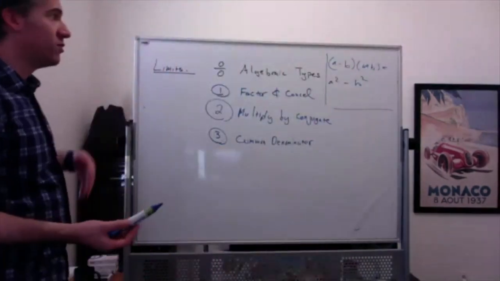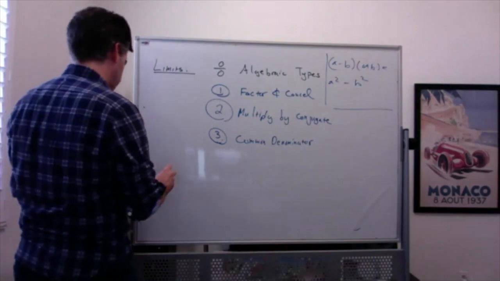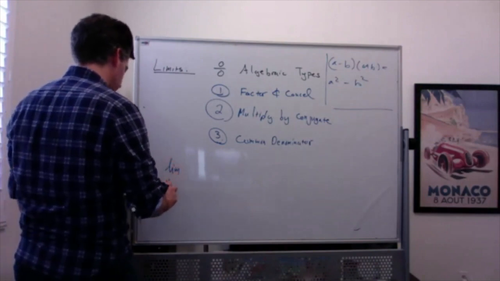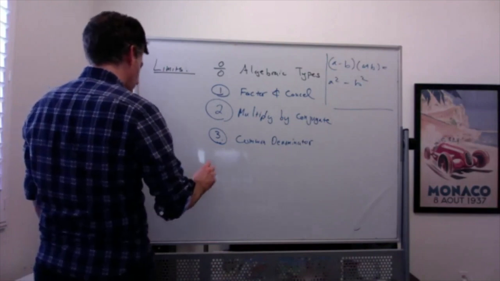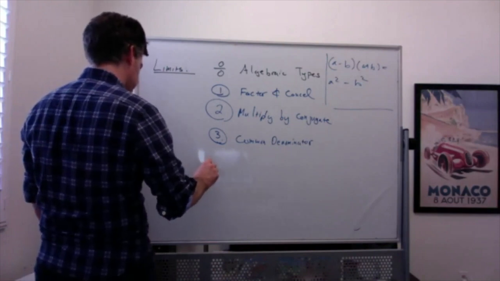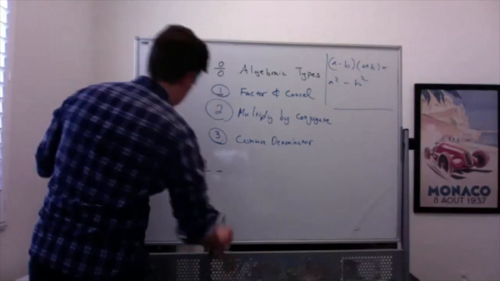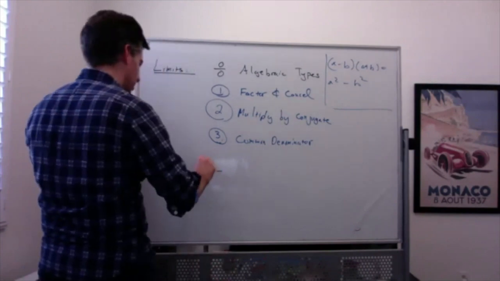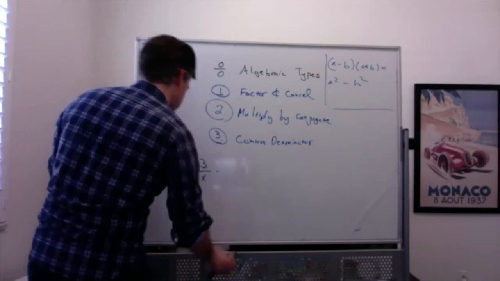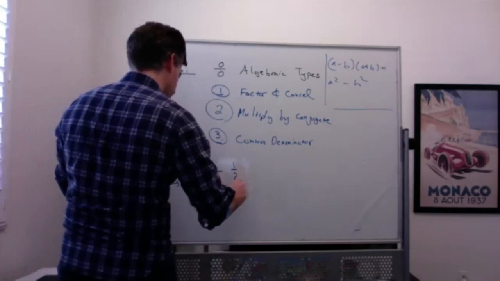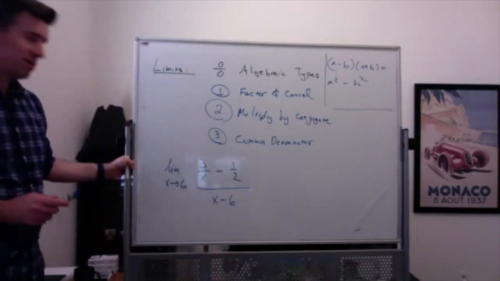So let me give you guys one to work on your own, just to give it a shot. So why don't you try this one? The limit as x approaches 6 of 3 over x minus 1/2, all over x minus 6. So go ahead and try that one.